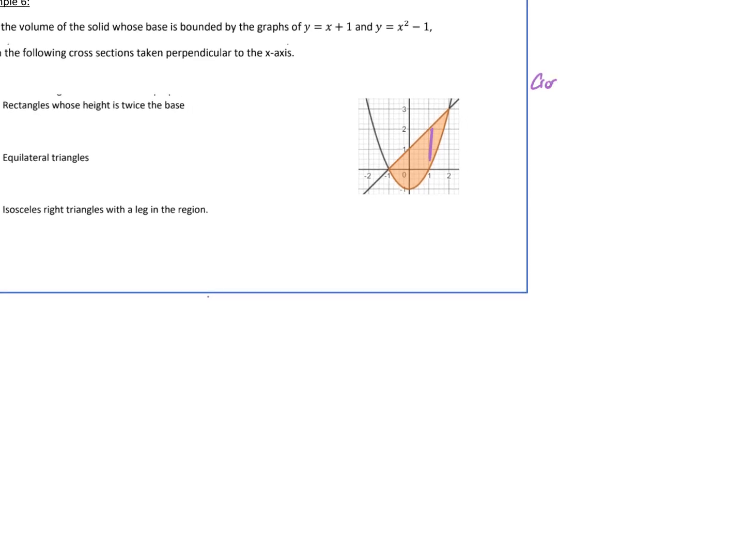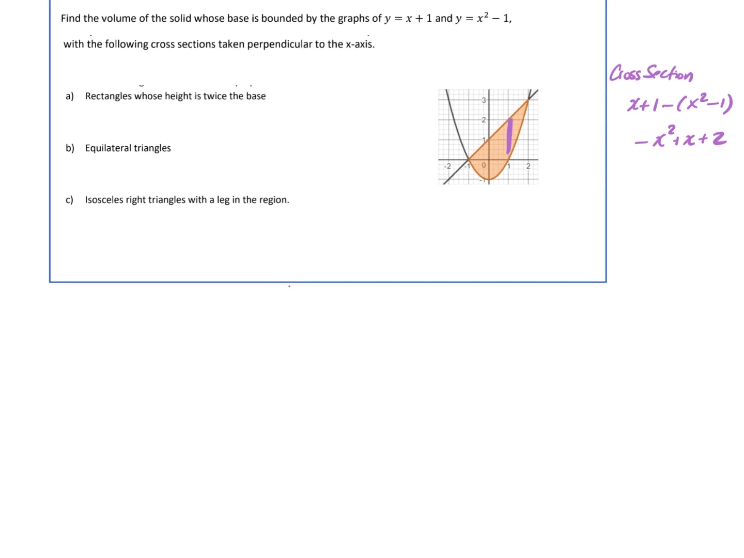So the cross section is going to be the upper, which is the line. So x plus 1 minus the lower, which is the curve. So x squared minus 1. So you get negative x squared plus x plus 2. So that represents this distance here. So that's the base of whatever figure we're talking about.